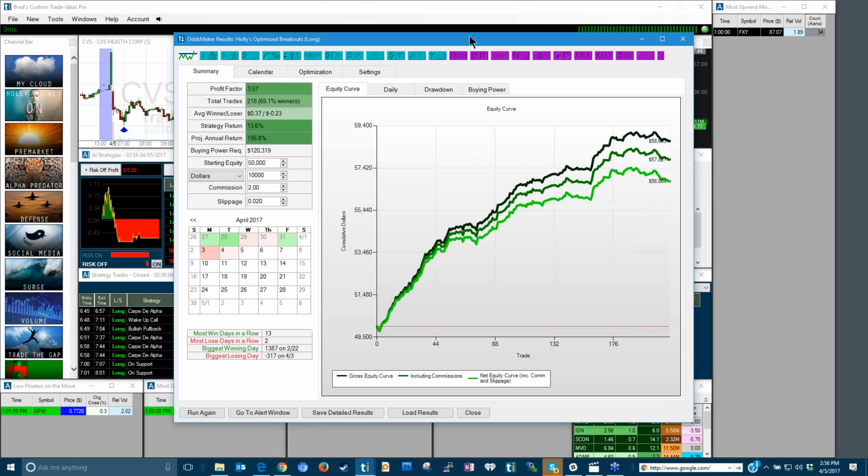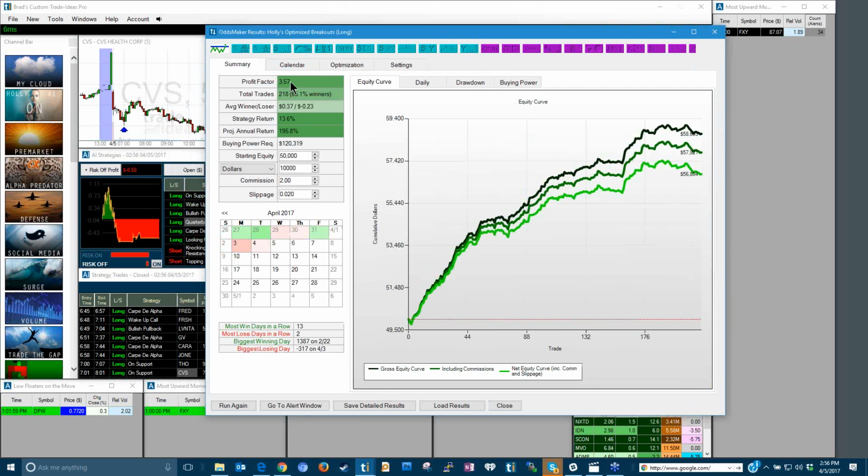So now we're presented with some data, right? This is the profit factor. That's the sum total of all the winning trades over the sum total of all the losing trades. The number of trades in this sample set: over the last 30 days, it generated 218 signals, of which 65% were winning trades. This is the average winner to loser ratio. This is your return. And then you can manipulate some of the data points.